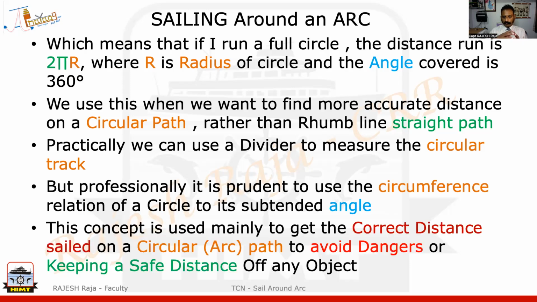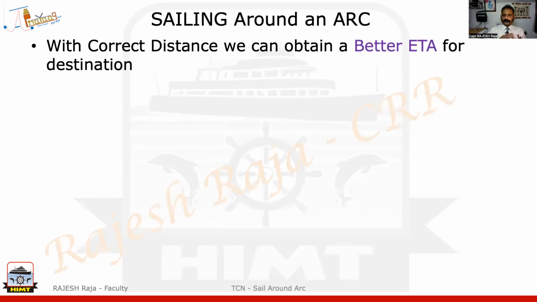So what do I do in chart work? My first job is, if I'm sailing around a circular path, I need to find the correct distance. If I use the correct distance, I can get a better judgment of my ETA. And when do I use this circular path? Usually you use it if you want to avoid any danger. Your master tells you to keep a safe distance off and then put a passage plan, so you can do it. If you honestly look into a practical aspect of a ship, please remember, whenever a vessel turns, it never takes a straight path. It always takes a circular path also. So with the correct distance, by using this Radian principle, I can find how much exactly I've done on a circular path, and I can get a better ETA, and my problems can be solved more accurately.